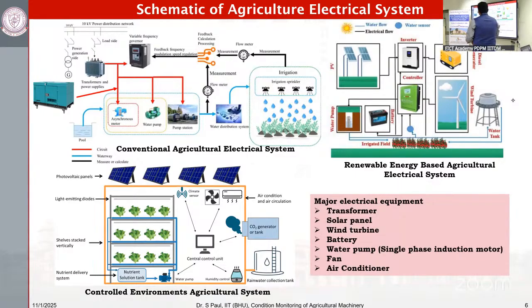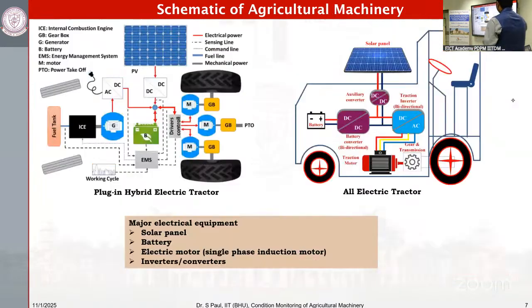This is your electrical system. If you see the major equipment, there is a transformer, a solar panel, wind turbine, battery, water pump, fan. A water pump is actually a motor, nothing but that. So the most dominating thing in this entire system is the motor. Motor and the panel, and I will tell how to do the maintenance of them. And again, if you see the tractors as well, you have electric motors, a solar panel, converters, inverters.